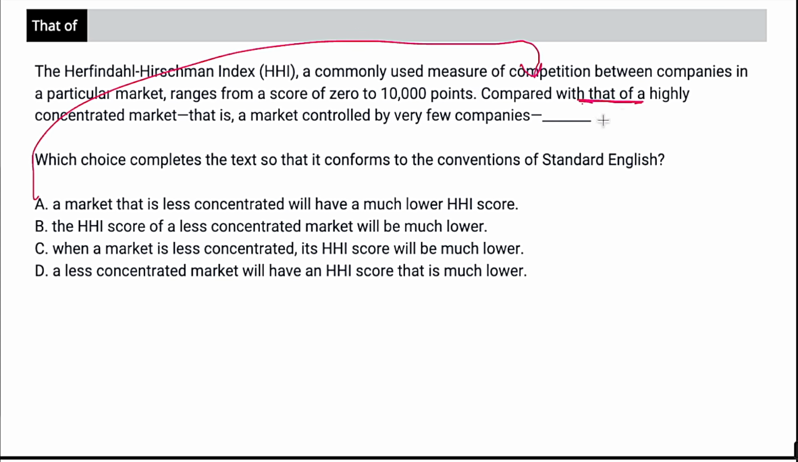Anytime you see that of, it means we are not talking about the thing, in this case, a market. We're talking about some component of that thing. So because of that, choice A doesn't work because we can't compare a component of a market with a market. Choice B, on the other hand, says the HH score of a market was compared with that of a highly concentrated market. Now we have a component. The HH score of this market is being compared to the HH score of that market. So choice B is our answer.